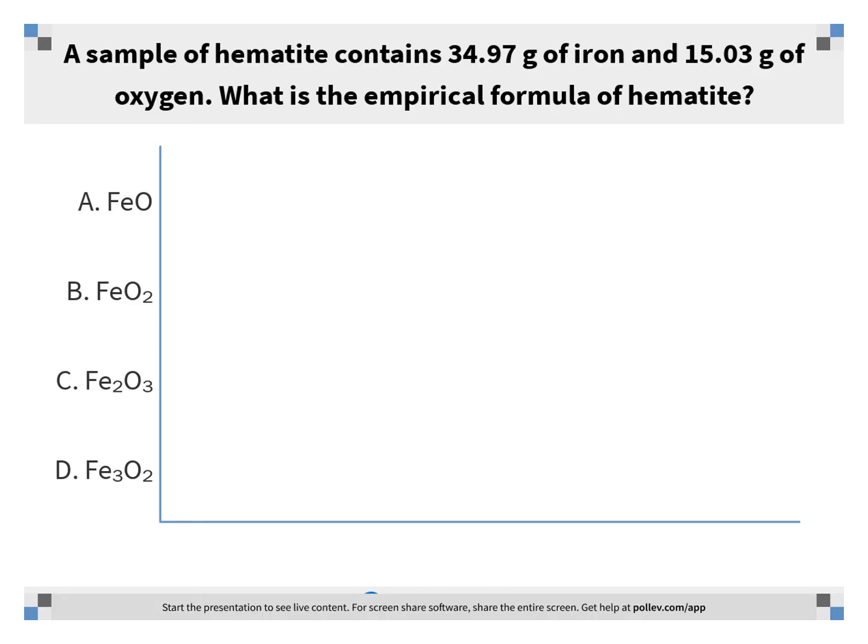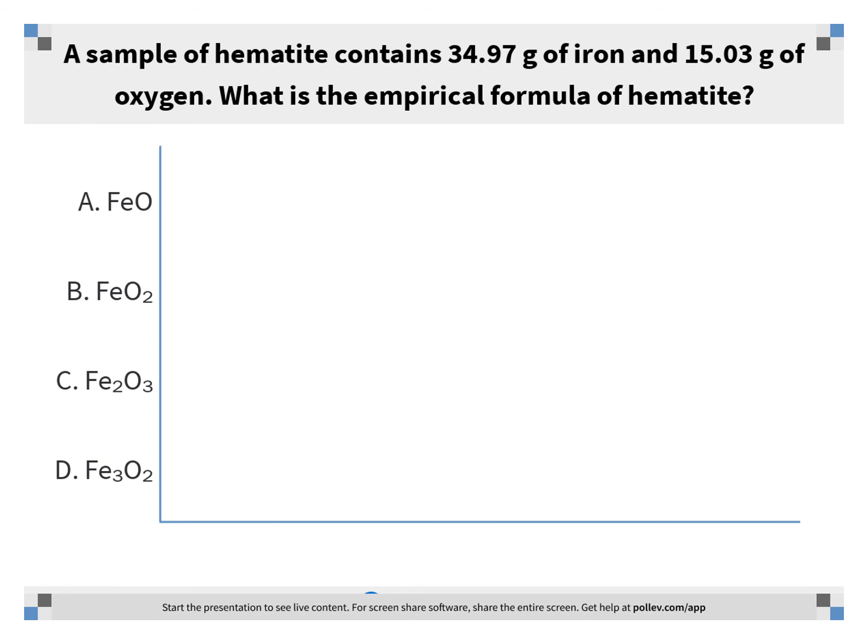The correct answer is C, Fe2O3. First, we would convert grams of iron to moles of iron and grams of oxygen to moles of oxygen. Second, we would write a preliminary empirical formula based on number of moles. Third, we would divide number of moles by whichever of the two numbers of moles is smallest. We would end up with a ratio of 1 iron to 1.5 oxygens.